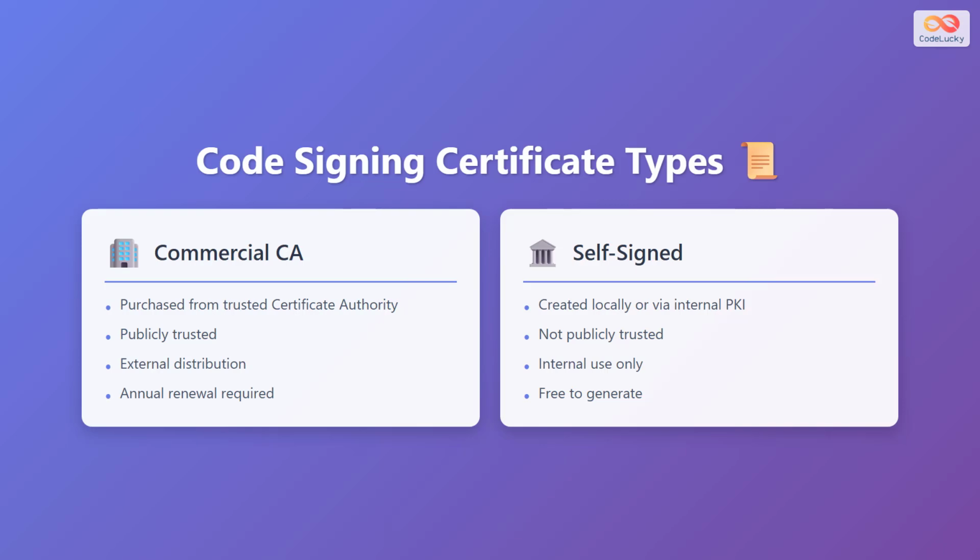The second type is a self-signed certificate. These are created locally on your machine or through an internal public key infrastructure. Self-signed certificates are not publicly trusted, so they're best suited for internal use only within your organization. The advantage is they're free to generate and perfect for testing and development environments.